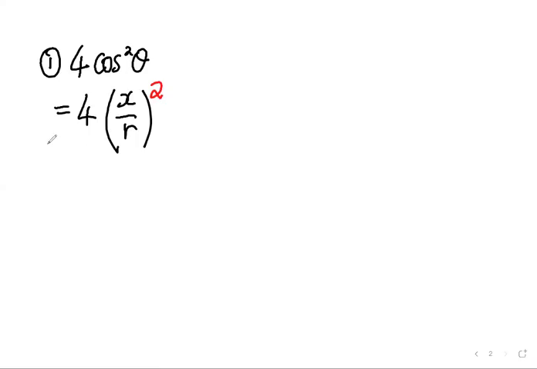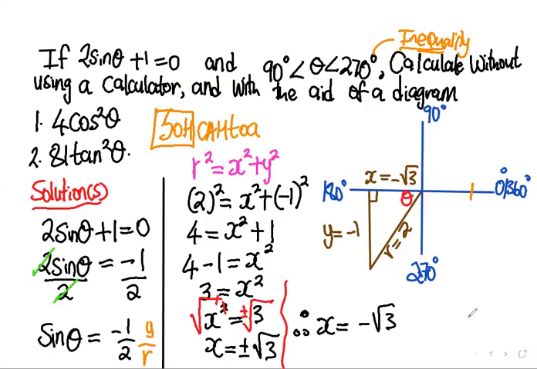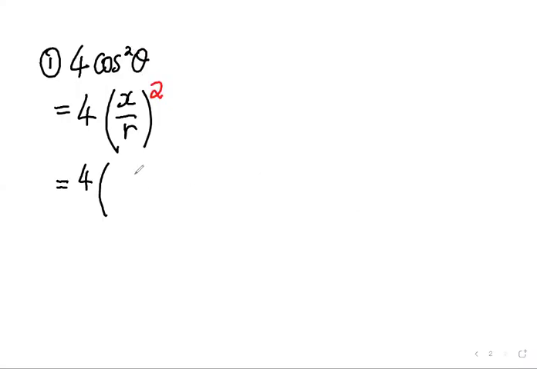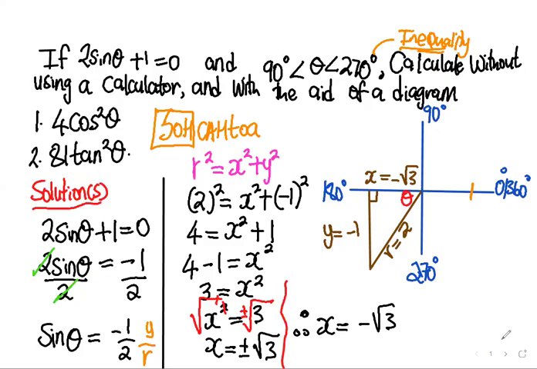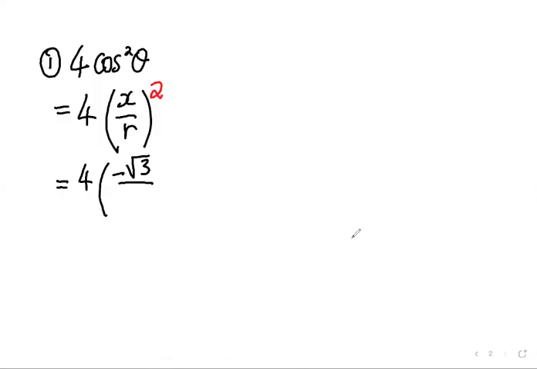One person can write it like that. And then this is going to be 4 into, now you substitute the value of x. Remember x we got negative root 3. Negative root 3 all over r, which is always positive, and on the diagram is 2. You write 2, and then we have squared. They said without the use of a calculator, so they don't expect you to use a calculator.